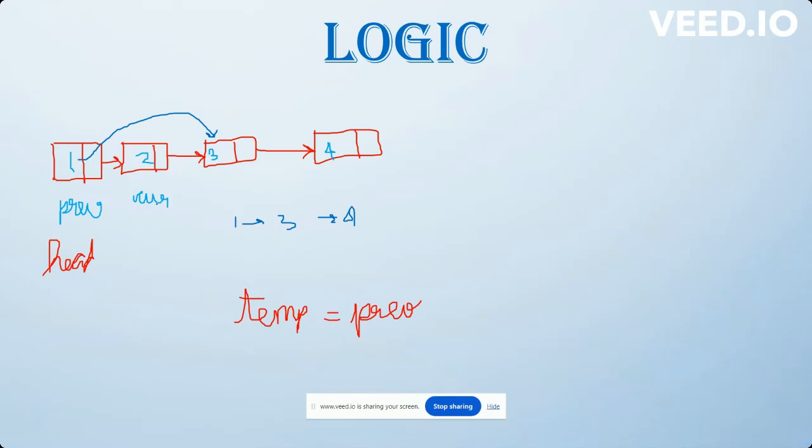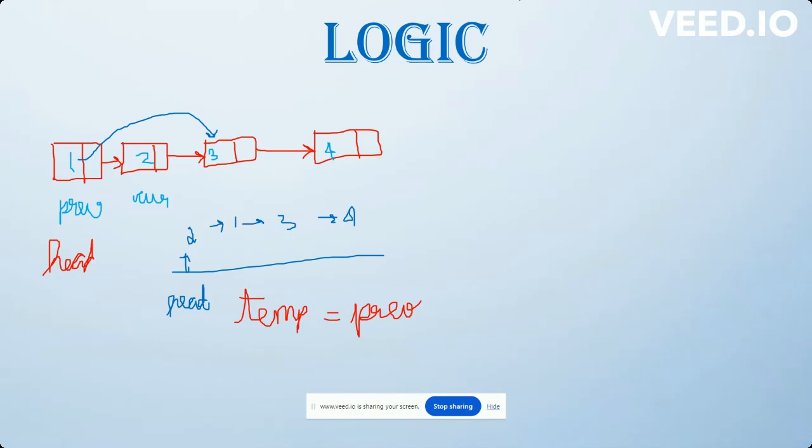Then we need to make the connection of this current. Current dot next is equal to previous, which is temp. Current dot previous is equal to temp. So this is temp. Now what we need to do is make this the head, so current is equal to head. By changing this way, the list is changed to this.